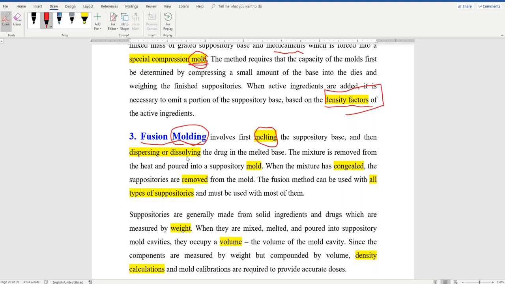Then we disperse or dissolve the drug, depending. If the drug dissolves, then you can dissolve it in the melted base, which is liquid now. If it doesn't dissolve, then you need to disperse it, meaning it will be like particles dispersed in the melted base. Now this mixture needs to be poured into a suppository mold.